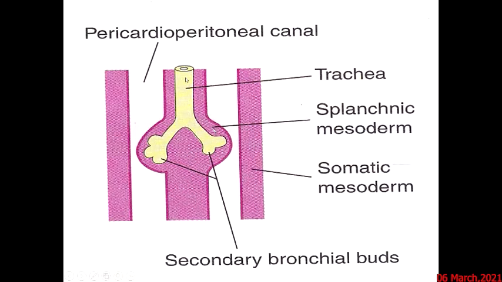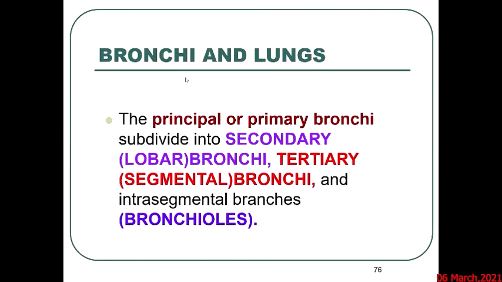ঠিক আছে? Left lung এ there are 2 lobes. Right lung এ 3টা lobe আছে. তাহলে right lung এ 3টা lobar bronchus or 3টা secondary bronchus. একই কথা, same thing, lobar or secondary. The principal or primary bronchi divide into secondary or lobar bronchi, then tertiary or segmental bronchi, and then intersegmental branches, and ultimately bronchioles.